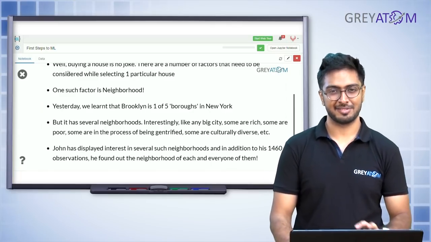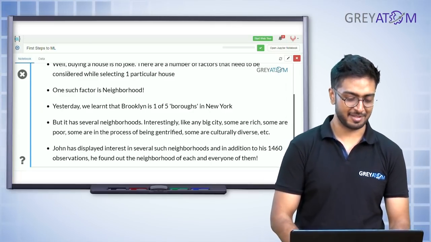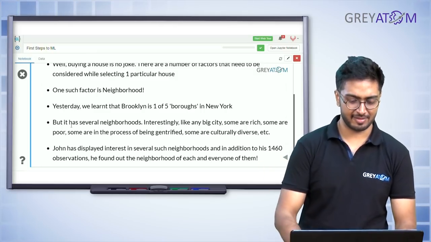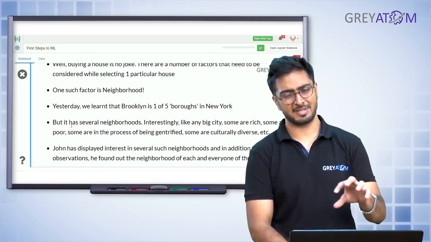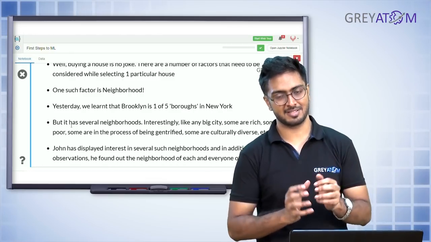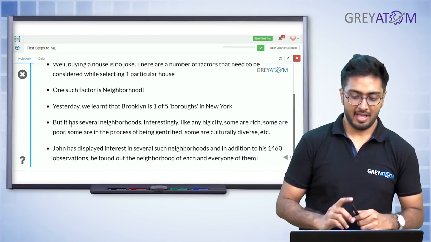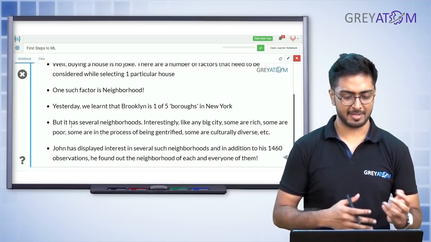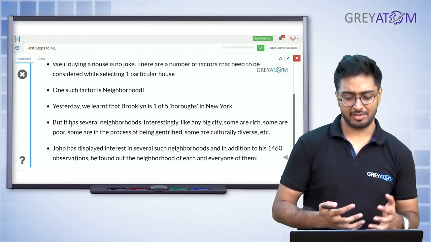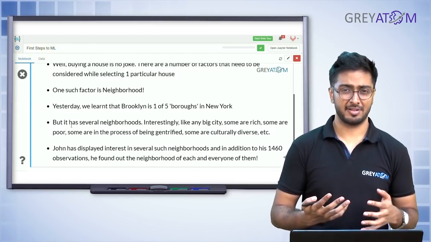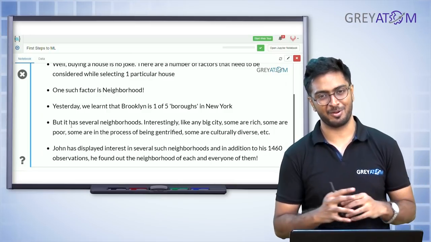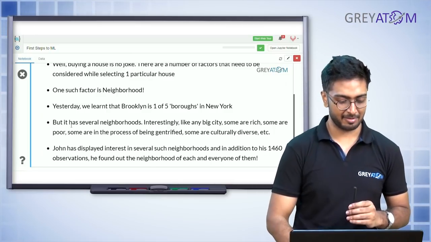Manhattan is the one which is the most expensive place in New York. But it has several neighborhoods. Neighborhoods are small sub-regions within boroughs. And interestingly, like in any big city, some are rich, some are poor, some are in the process of being gentrified, some are culturally diverse. So there are a lot of variations in the different neighborhoods. So that's the message from that particular point.